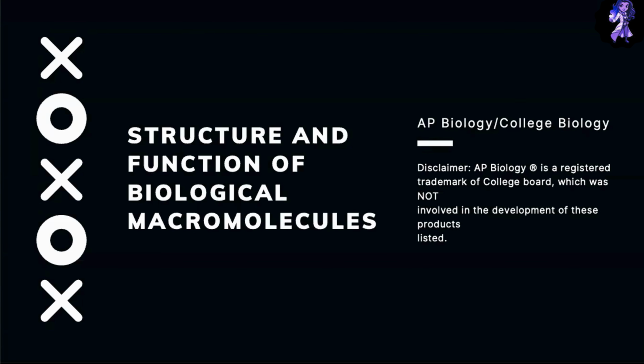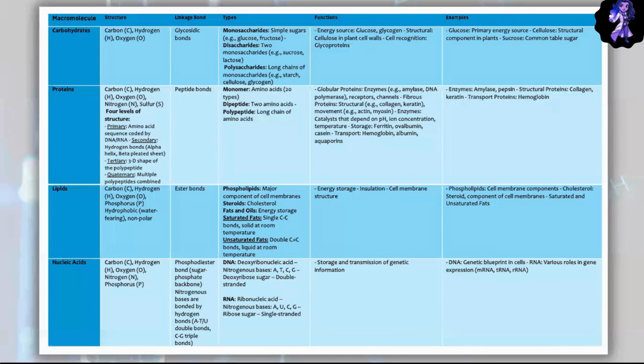For Unit 1, Chemistry of Life, for AP Biology, we're going to be covering Section 1.5, Structure and Function of Biological Macromolecules. Just as a disclaimer, AP Biology is a registered trademark of College Board and is not involved in the development of the products we're going to be talking about.